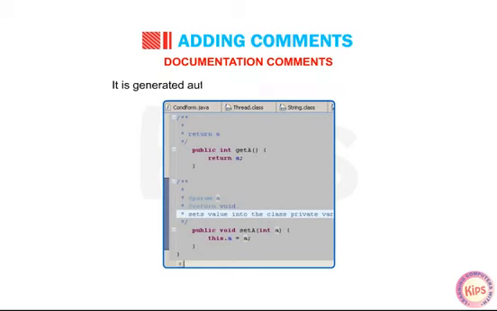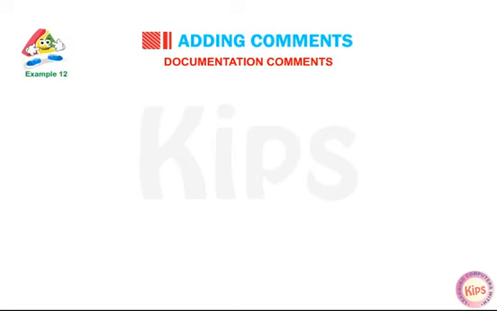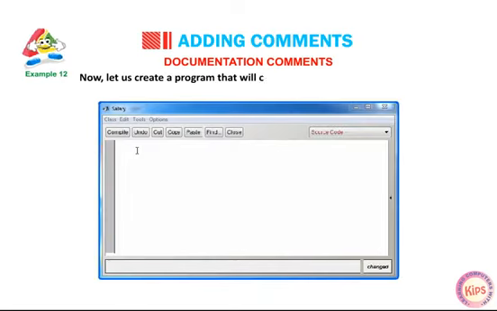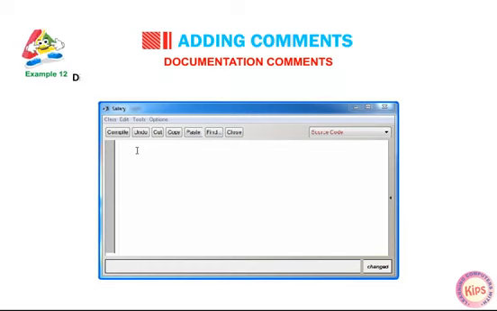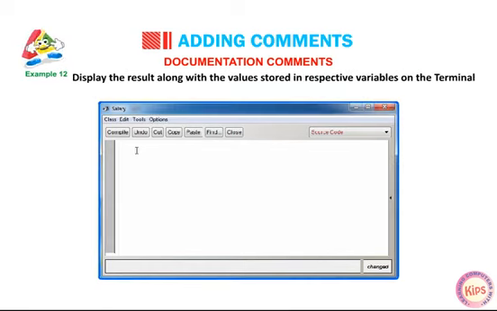It is generated automatically through the Javadoc tool. Example 12. Now let us create a program that will calculate the total salary of an employee by adding basic salary, traveling allowance, dearness allowance, and other incentives. Display the result along with the value stored in respective variables on the terminal window.